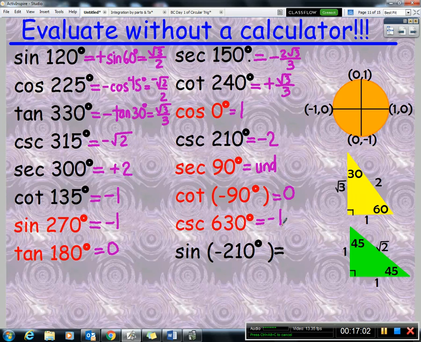Now, negative 210, if you look at negative 210, we're just going backward: negative 90, negative 180, negative 210. We're in the sine quadrant, so sine will be positive. Just like 210, the reference angle of negative 210 is 30. So go to sine 30 and say 1/2, and ha-ha, you are done. That's a huge deal for you all to practice.